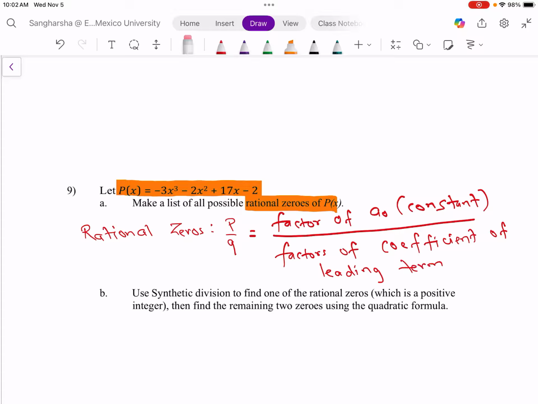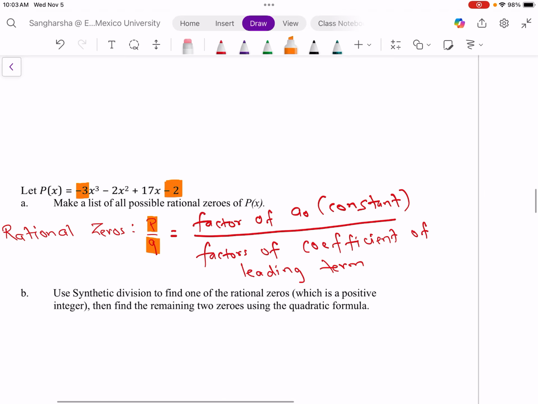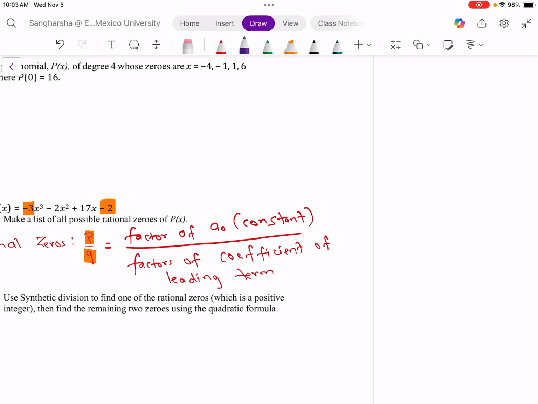In our polynomial function, which one is the constant? Negative 2. Okay, so every factor of negative 2 is p, and the coefficient of the leading term is negative 3, and our q are every factor of negative 3. Now, can you tell me what are the factors of the constant? Our constant term is negative 2. So what are the factors of negative 2?